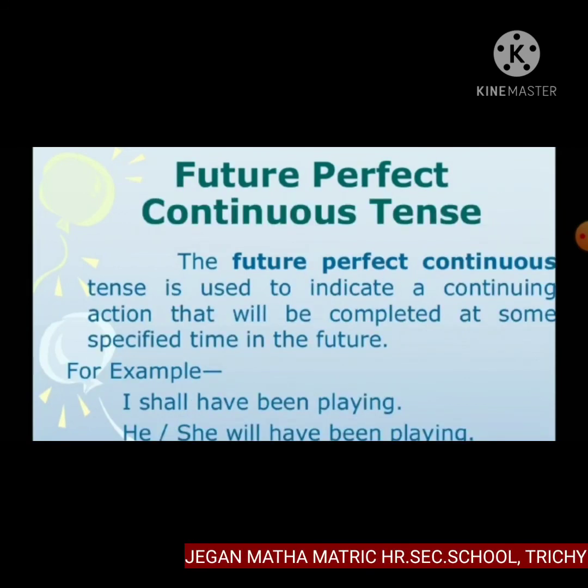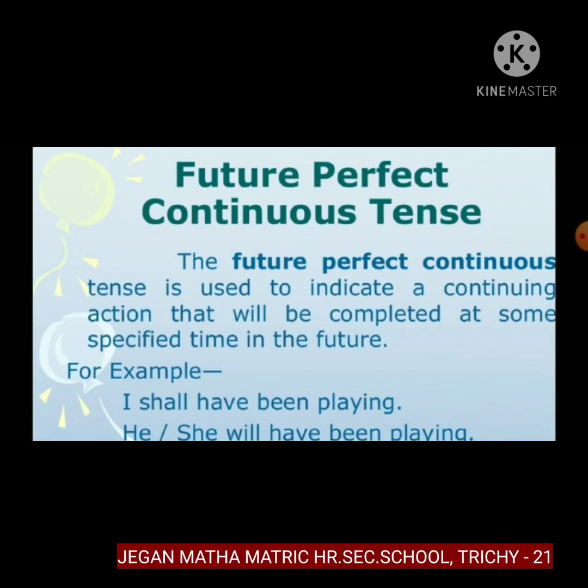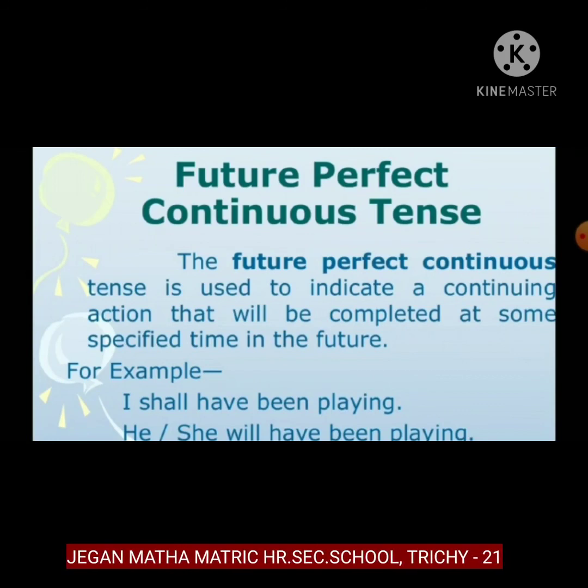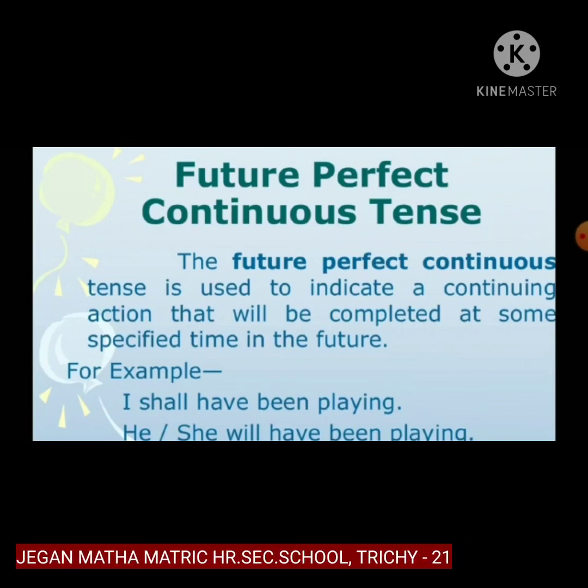Future perfect continuous tense. The future perfect continuous tense is used to indicate a continuing action that will be completed at some specific time in the future. For example, I shall have been playing, I shall have been writing a test, he will have been playing, he will have been doing her work. Okay, verb plus ing, but here will have been plus verb ing. Future perfect continuous tense.